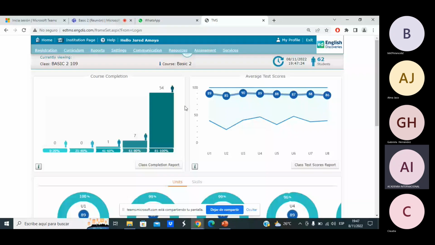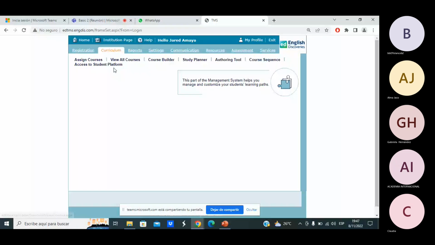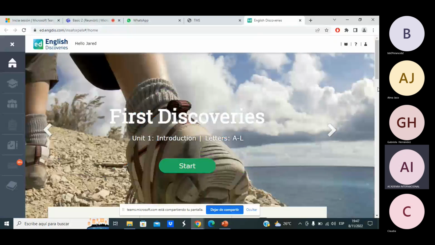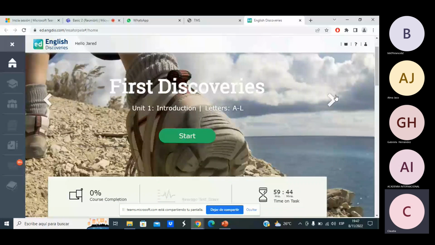Okay, I just want to make sure if you can see my screen. Si pueden ver mi pantalla. Please confirm if you can see. Confirmen si se mira. Yes, teacher.